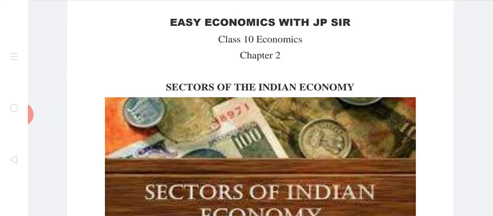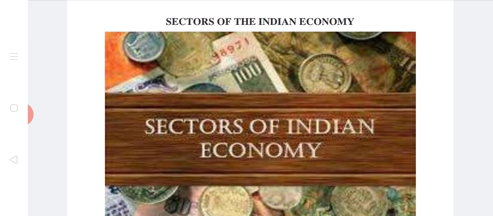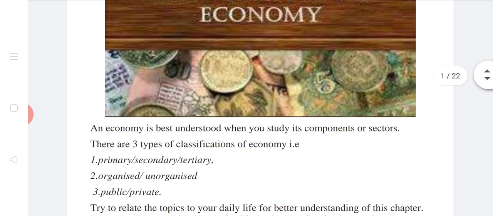I'm Jayaprakash Mittal. I will discuss with you the second chapter of class 10th economics, sectors of the Indian economy. Economy means a system through which people earn their livelihood. We are talking about the Indian economy. We know very well the Indian economy is a mixed economy where the private sector and public sector coexist, and we divide the economy in different ways. Here we see the sectors of the Indian economy.